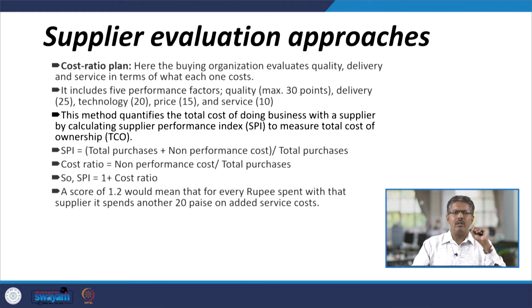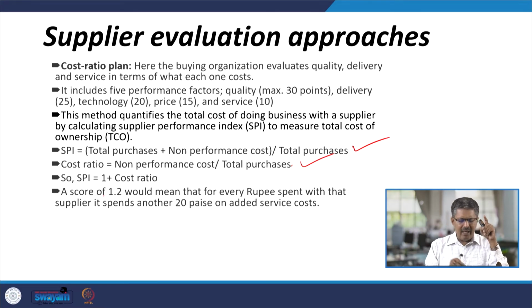Now, SPI or supplier performance index is equal to total purchase plus non-performance cost divided by total purchase. Then you have something called cost ratio, which is nothing but the non-performance cost divided by the total purchase. So, I can write this formula as SPI is equal to total purchase by total purchase, which is 1, plus non-performance cost by total purchase, which is the cost ratio, right.